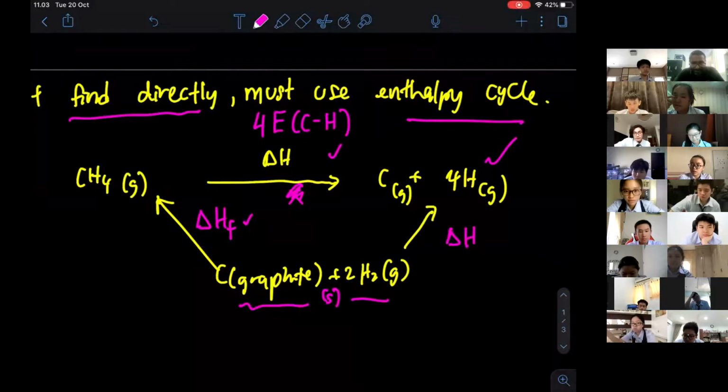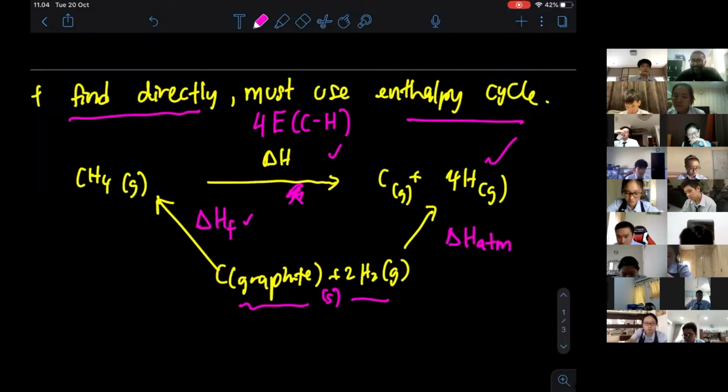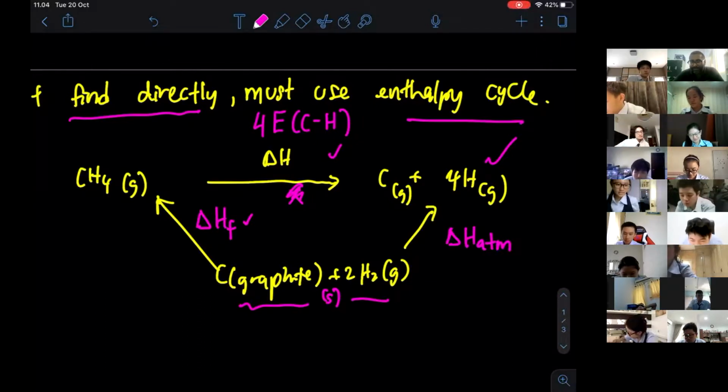Dylan, you don't know? What is the definition of atomization, Dylan? Sorry, sir, what did you say? Kiara, can you define for me what is atomization? One mole of gaseous atoms is formed. Are you sure 1 mole of gaseous atom is formed? Yes. Just say yes, if not, say no.